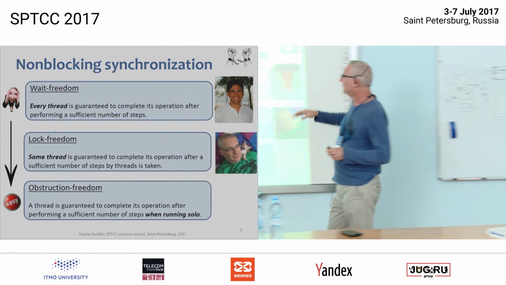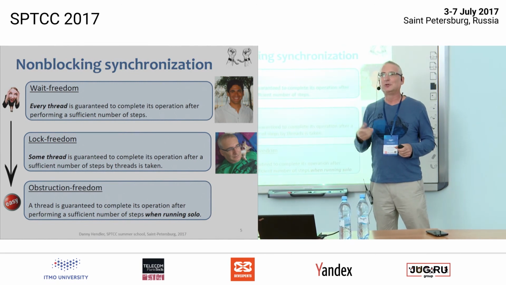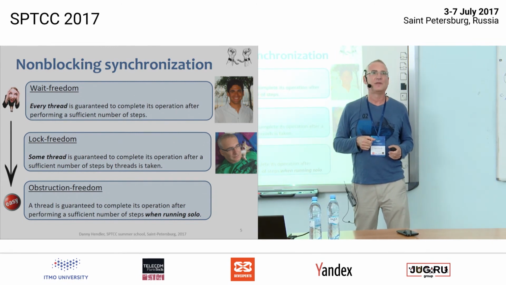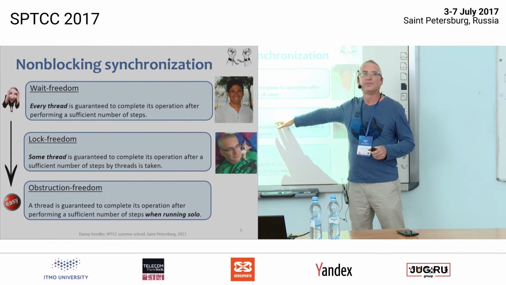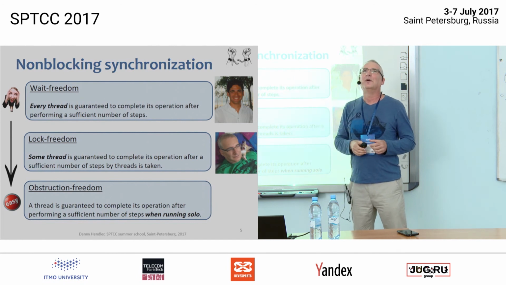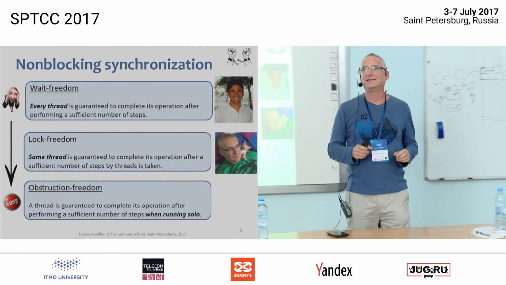So do these two progress guarantees remind you of something, some notions related to lock-based programming? In terms of the relation between wait-freedom and lock-freedom? Okay, so wait-freedom is more fair in a sense.